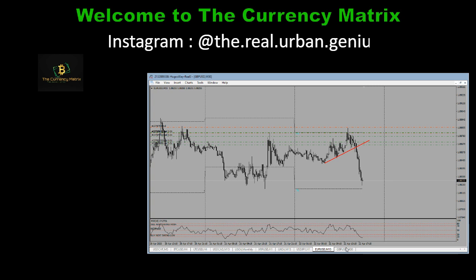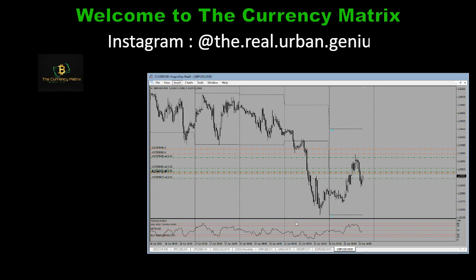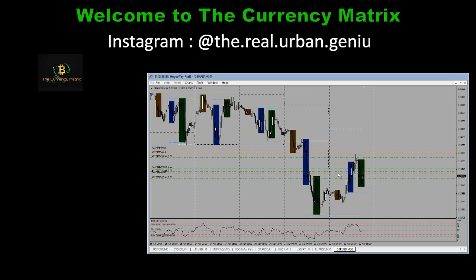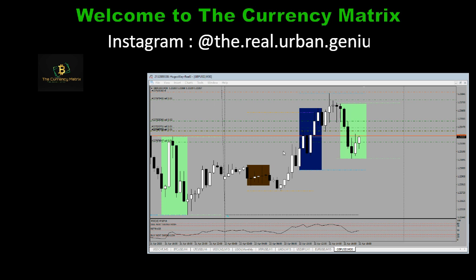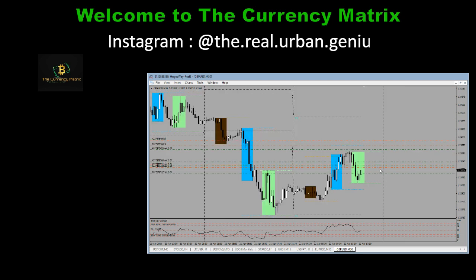This is a naked chart, but I'm going to add those boxes that we just saw, and change the color so we can see the markups a little better. All right, what we have here are session boxes.